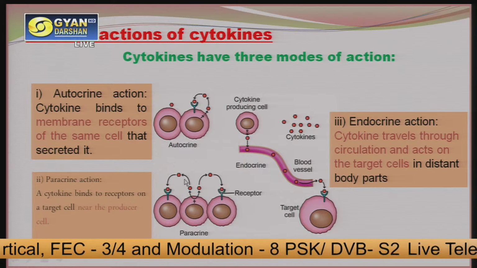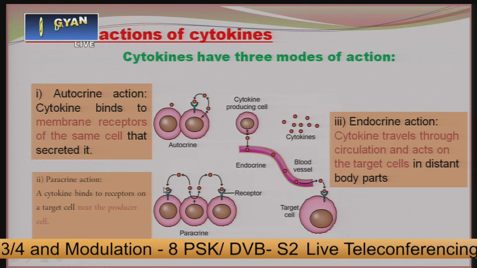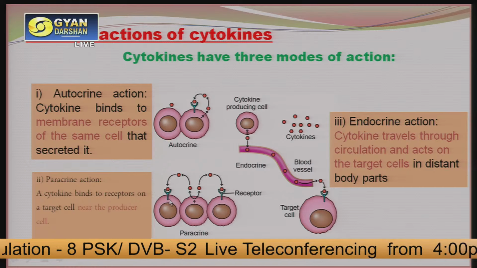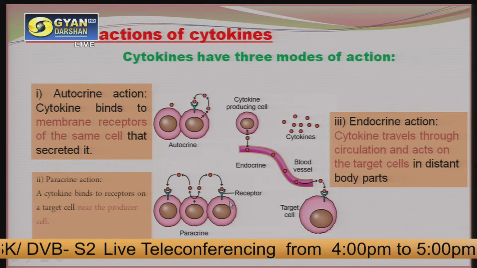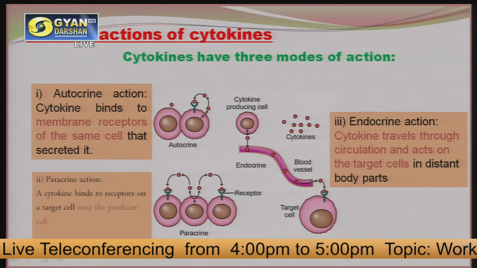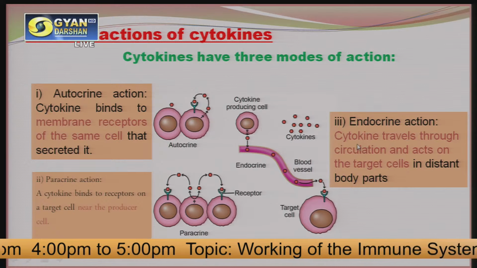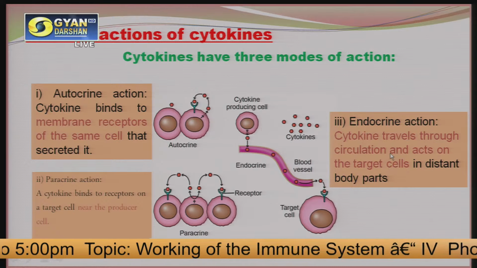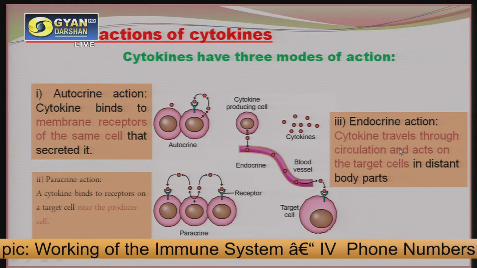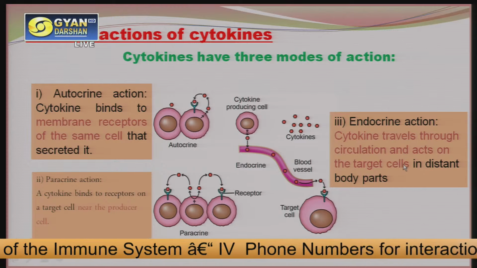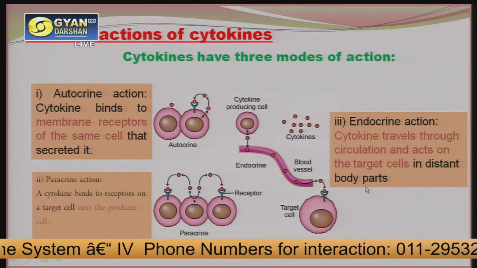They can produce the cytokines. The cytokines can bind to the receptors on the other cells. So that is known as paracrine. And the third one is endocrine. Cytokines travel through the circulation and act on target cells in a distant body part.